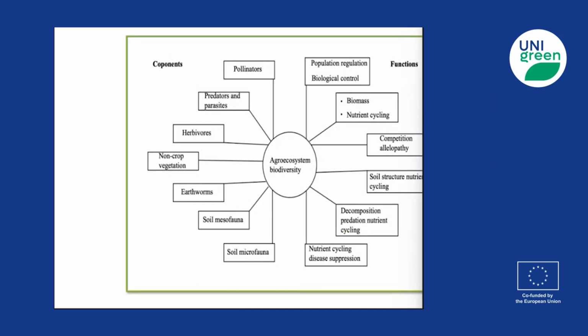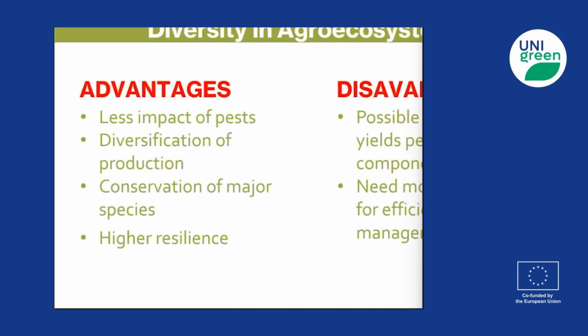So you can see here that we divide into components and functions. That is very important to see the components of the functional biodiversity: pollinators, predators and parasitoids, earthworms, soil mesofauna, soil macrofauna, and macro and microfauna, and the function that all of them play in the ecosystem.